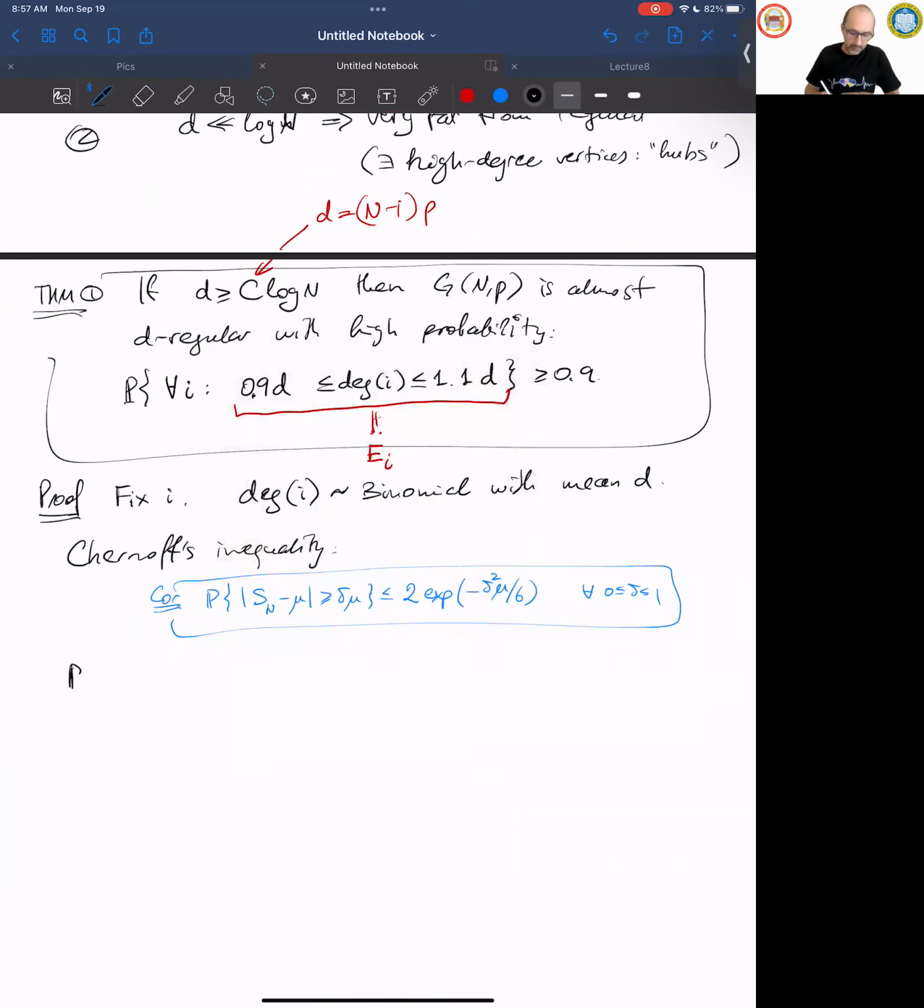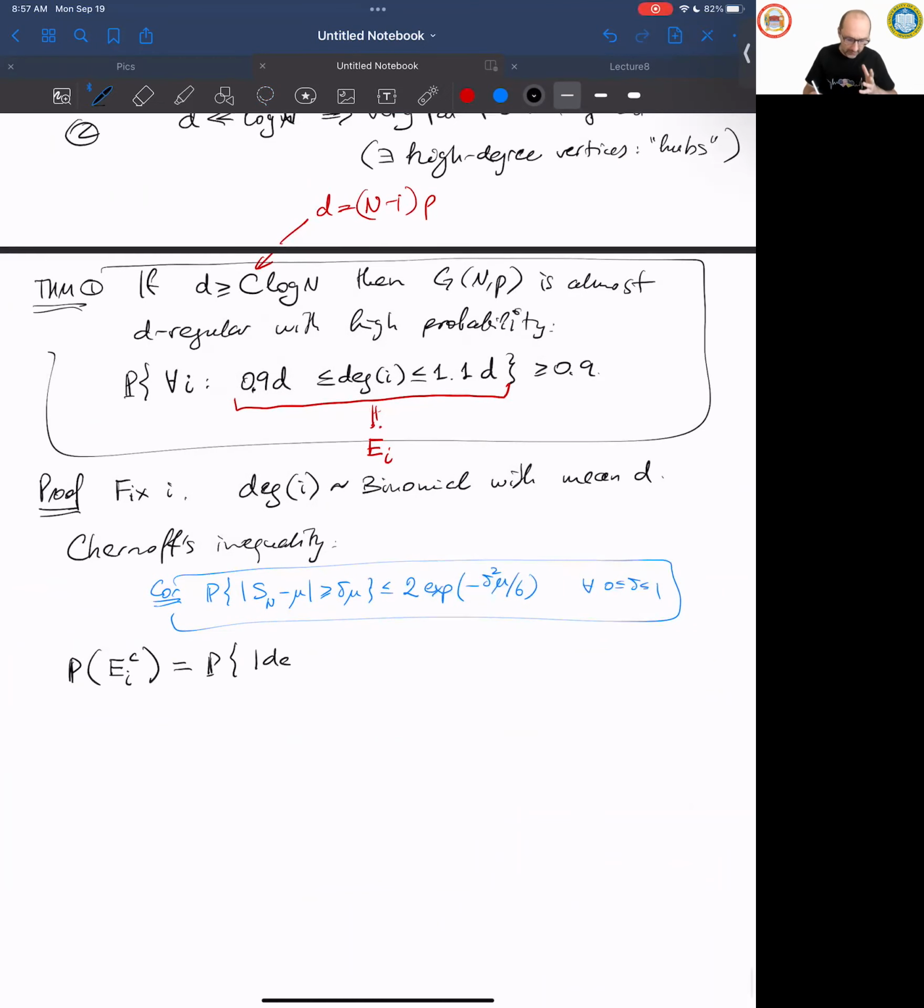So it gives us the probability that our event does not happen. If it doesn't, the event is good. So if it doesn't happen, then the degree is wild. Then this degree deviates from d by at least 0.1d. I just rewrote what E_i is. So the complement is a bad event, like this.